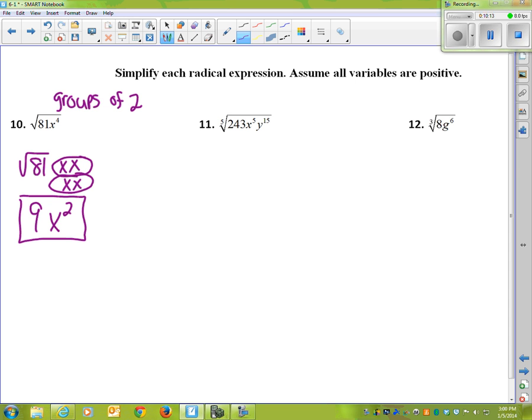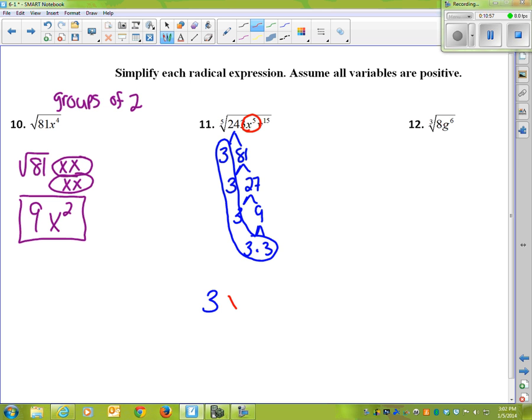All right, let's try number 11. We're talking about the fifth root of something. Okay, if you don't know right off the bat what the fifth root of the number is, you can always go through and do the factor tree. This is what my factor tree would look like. If I didn't have a calculator or I didn't know the fifth root of 243, I have 1, 2, 3, 4, 5. So there's one group of 5 that I can pull out of the radical. So I'm dealing with my number. Now let's look at the x. X to the fifth. That is one group of 5 that I'm going to pull out of the radical.